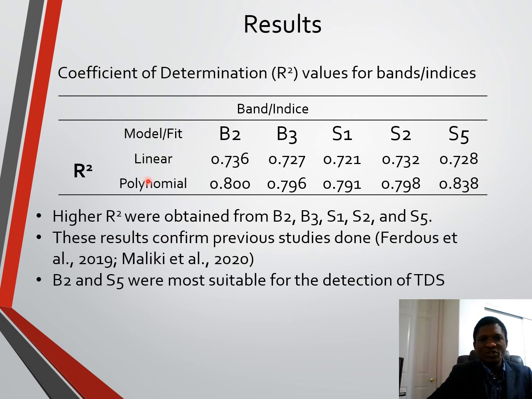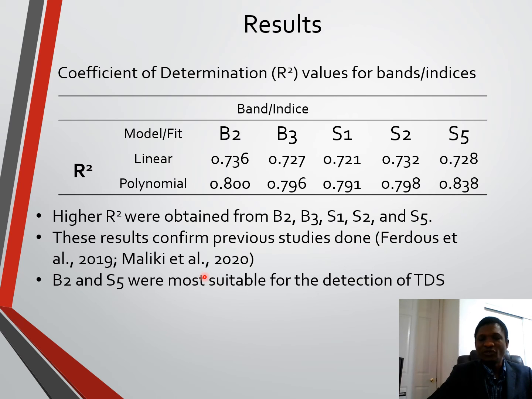So here is the result. This is the coefficient of determination, R square, using a linear and polynomial fit. For the bands, others are left out because these are the bands that are getting good results: band 2, band 3, S1, which is salinity index 1, S2, and S5. Here we can see that salinity index 5 is giving us pretty much greater results in terms of polynomial fit. We're having about 84% prediction, which is very good. So that is the R square we obtained for B2, B3, S1, S2, and S5.